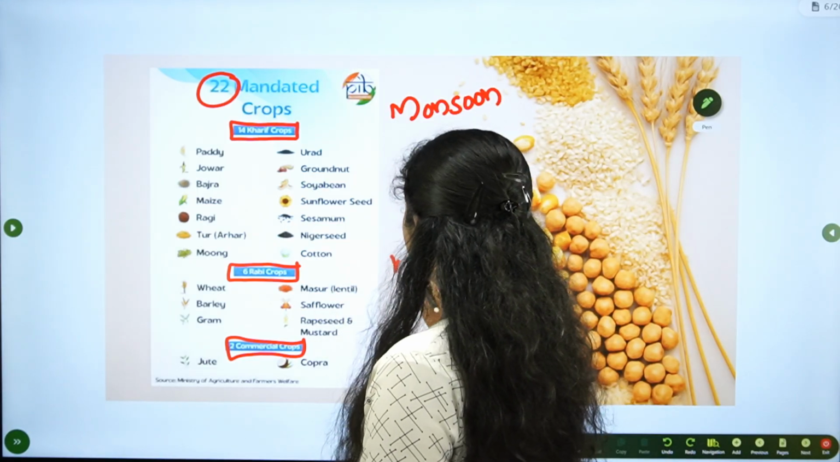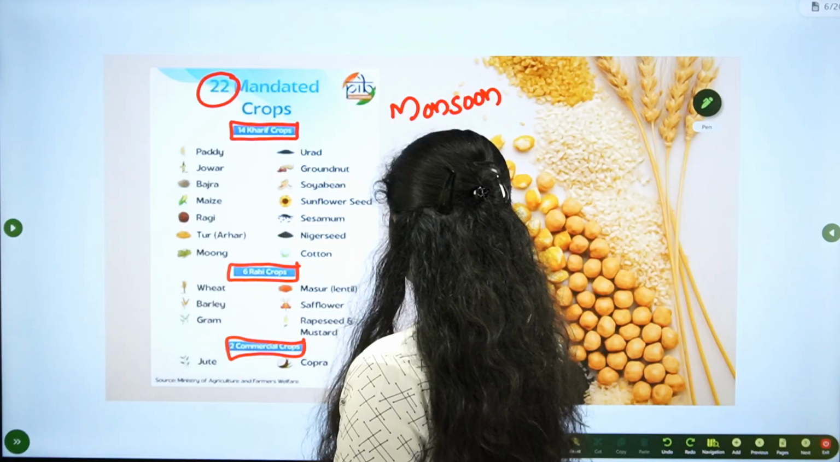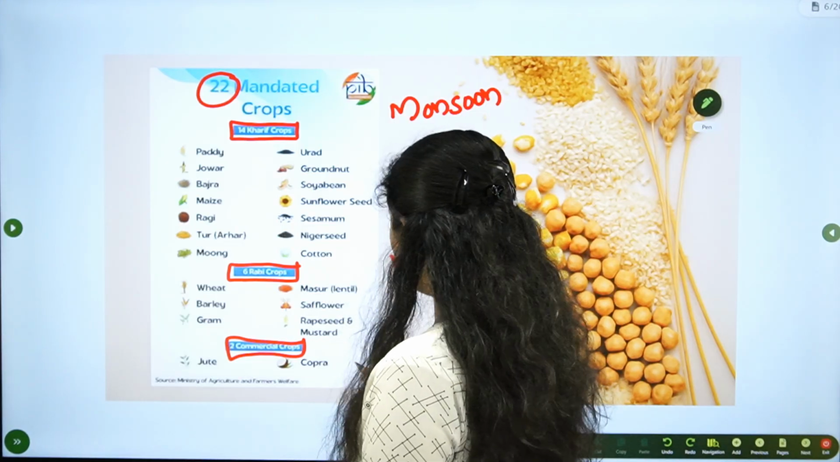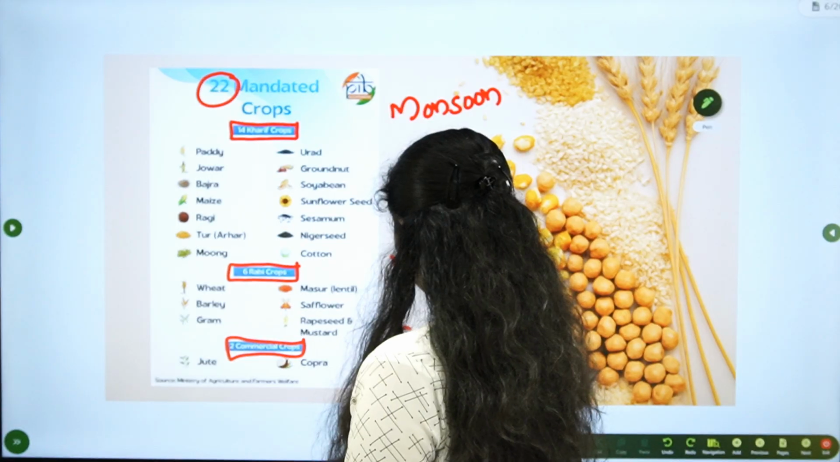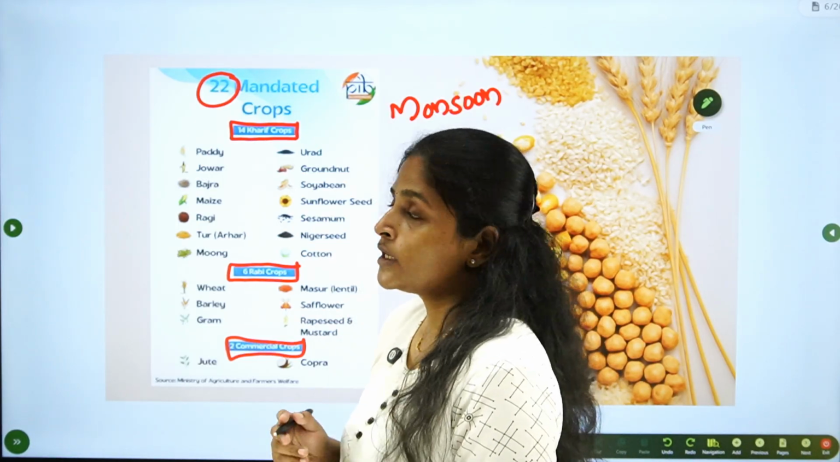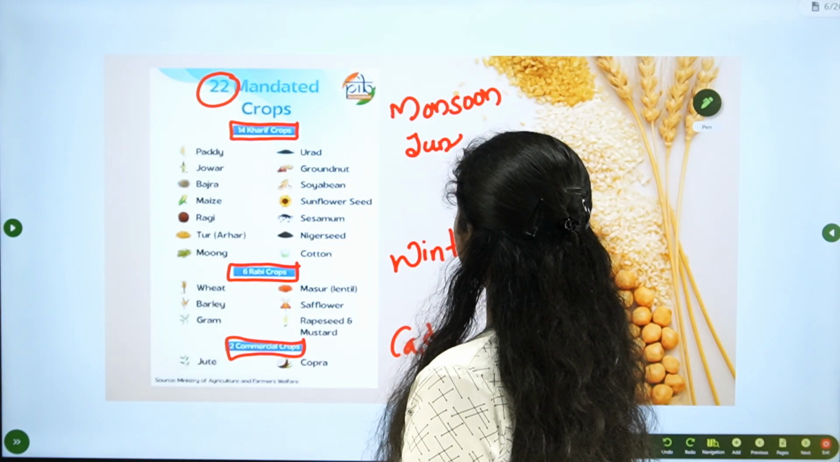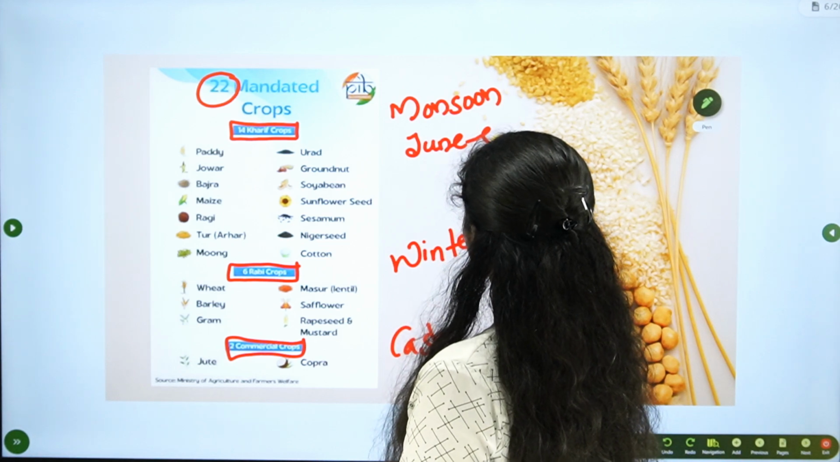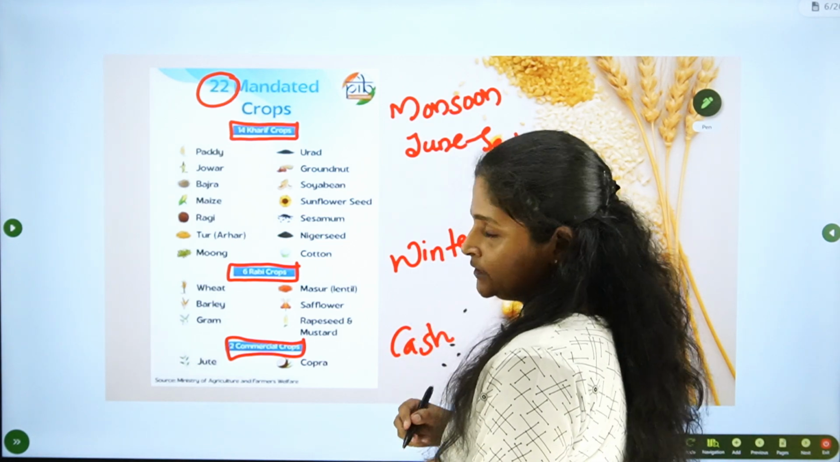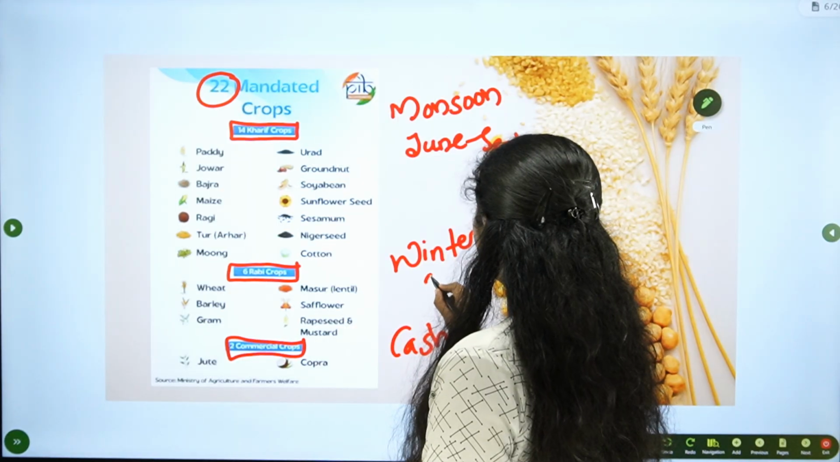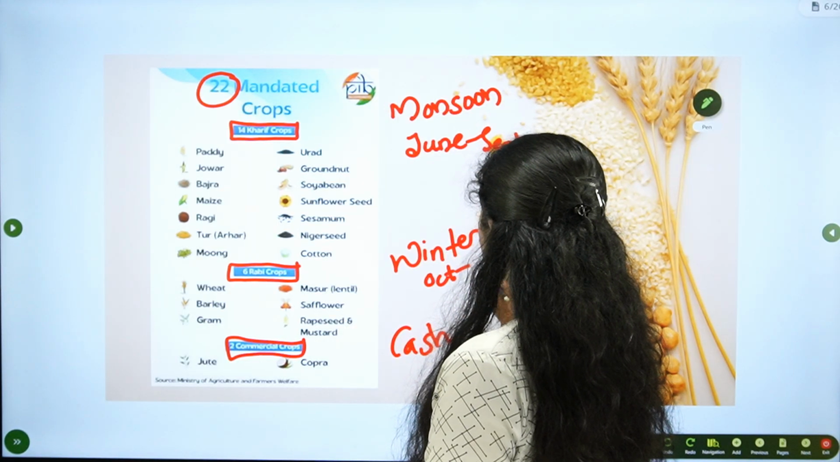Rabi crops are winter crops. Commercial crops are cash crops. Monsoon crops means they are cultivated between June and September. Winter crops are cultivated between October and say March.